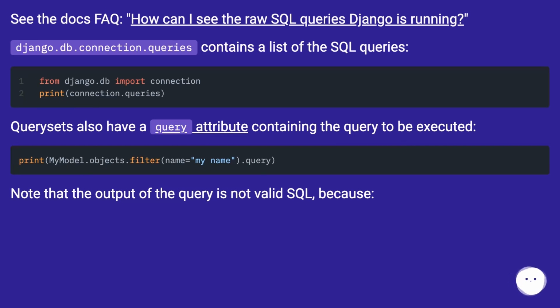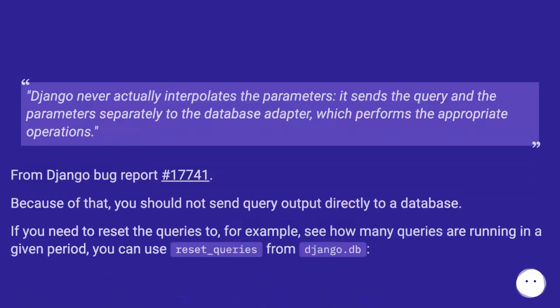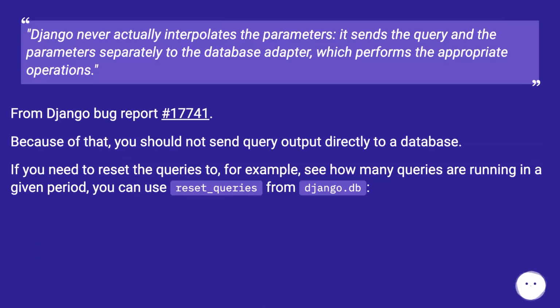Note that the output of the query is not valid SQL, because Django never actually interpolates the parameters, it sends the query and the parameters separately to the database adapter, which performs the appropriate operations. From Django bug report number 17741. Because of that, you should not send query output directly to a database.